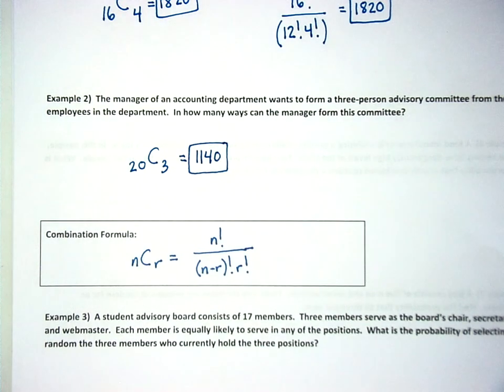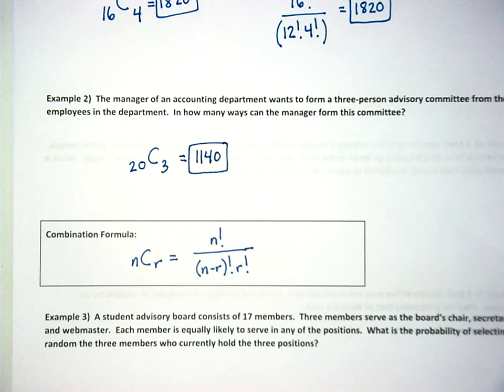All right, so a student advisory board consists of 17 members. 3 members will serve as the board's chair, secretary, and webmaster. Each member is equally likely to serve in any of the positions. What is the probability of selecting at random the 3 members who currently hold the 3 positions?